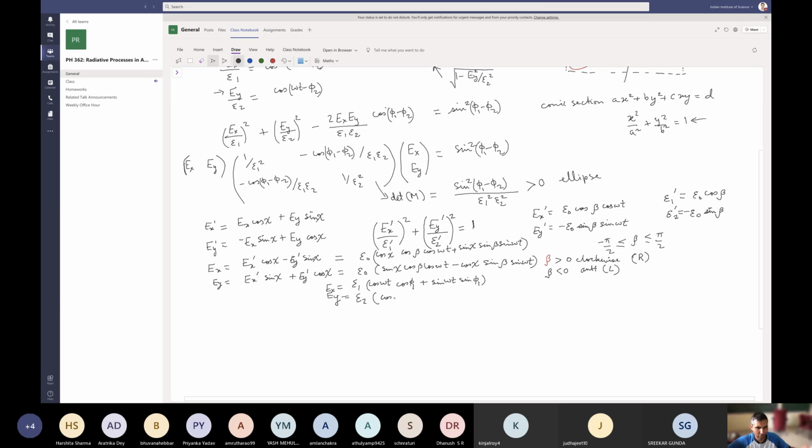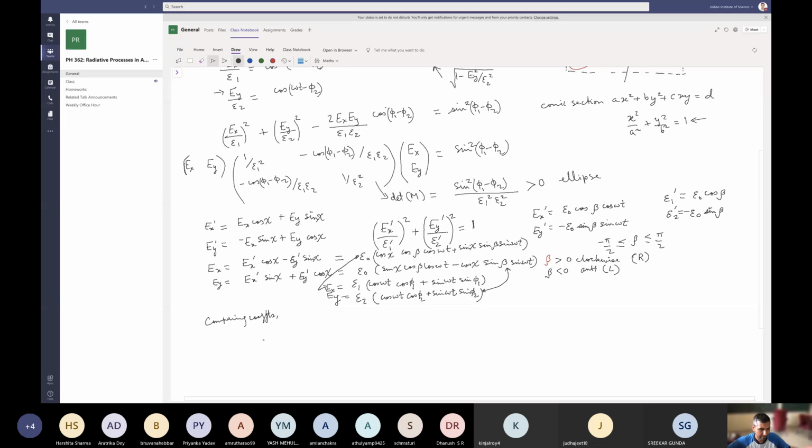Epsilon 2 cos omega t cos phi 2 plus sine omega t sine phi 2. Okay. Now these are the forms that we have, and all we have to do is compare this form of Ex and this form of Ex, this form of Ey and this form of Ey, right? So the coefficients of cos omega t and sine omega t should match. So epsilon naught cos beta cos chi should be equal to epsilon 1 cos phi 1. So let me write, by comparing coefficients, what do we get?